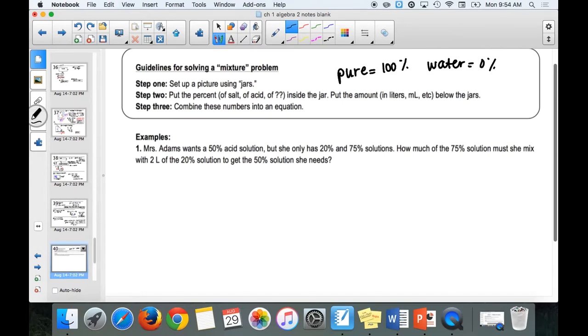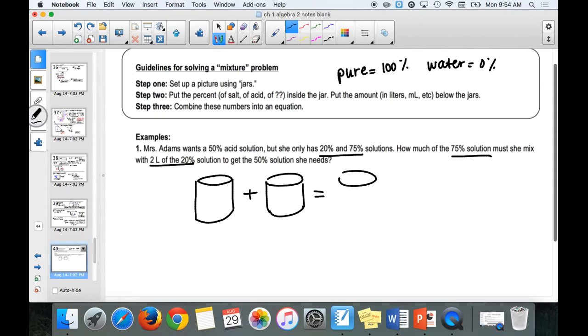All right, so Mrs. Adams wants a 50% acid solution, but she only has 20% and 75% solutions. How much of the 75% must she mix with 2 liters of the 20% to get the 50% she needs? So I always set it up with little jars. You don't have to draw it as fancy as I draw it. You can draw little rectangles or squares if you want. But inside here, I put my percentages.